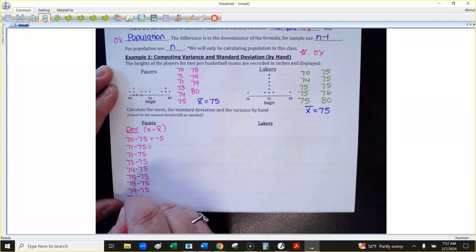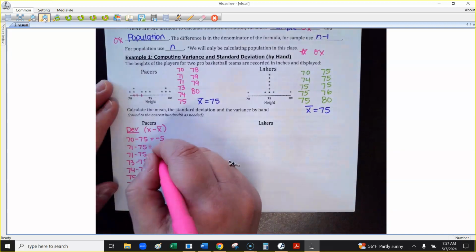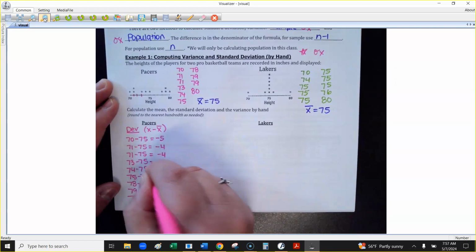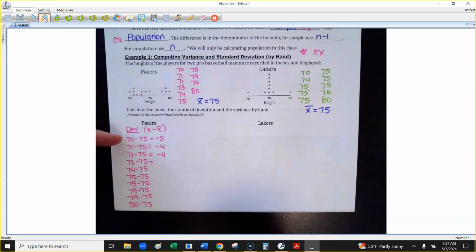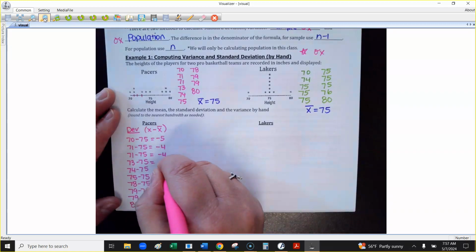And I just might be able to squeeze this on here. So some of these are negative, some of them are positive. It's possible that you don't have a deviation. Like I had a person in this list that was 75 inches tall, so their deviation would be 0 because they're actually on the mean. But if you have a negative, don't worry. It's just showing you, basically, if I'm 70 inches tall, I'm 5 inches shorter than the mean. If I'm 71 inches tall, I'm 4 inches shorter than the mean. That's all it indicates.